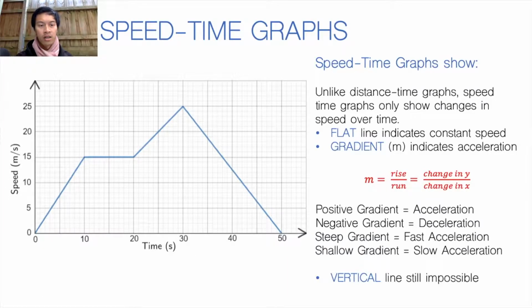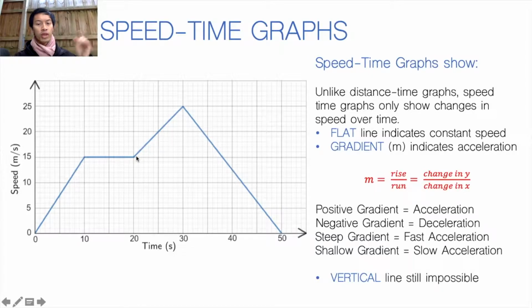Okay. Now, once again, the flat line indicates that there is no change, which means from about 10 to about 20 seconds, the object is maintaining speed at 15 meters per second. The object is still moving, which is why it's different from a distance time graph, because in a distance time graph, the object at this point here would not be moving, but in a speed time graph, it's still moving, it's still covering distance, it's just not gaining or losing speed.